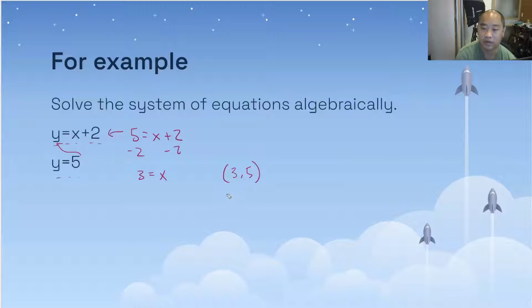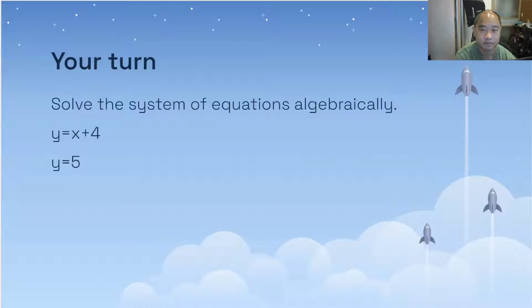Remember that when you write the solution to a system of equations that only has one solution, you would write it in the form of an ordered pair. Okay, your turn. Welcome back. Here we have y equals 5, so we rewrite this as 5 equals x plus 4. Subtract 4 from both sides, 1 equals x. So the answer is (1, 5).